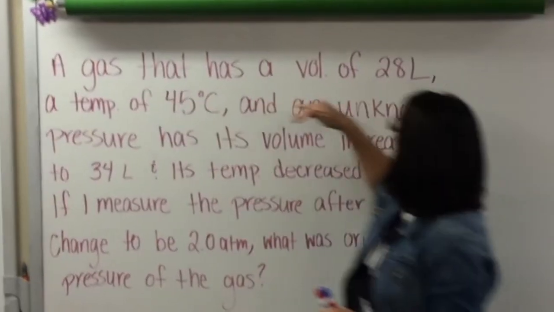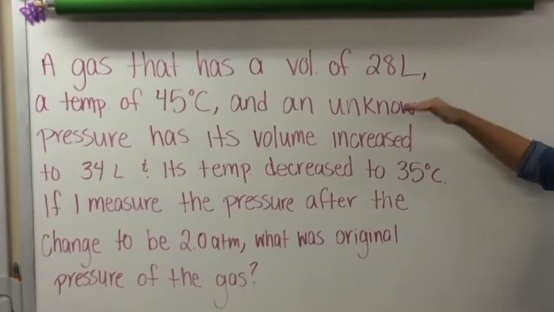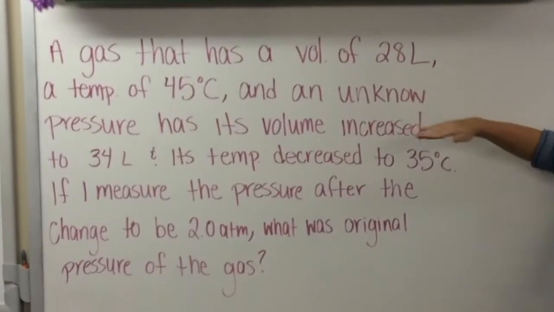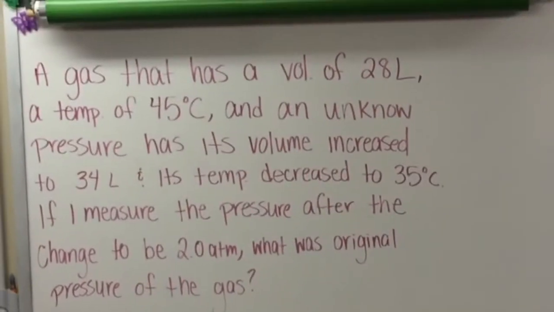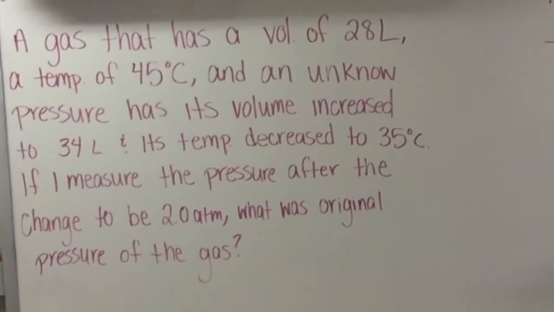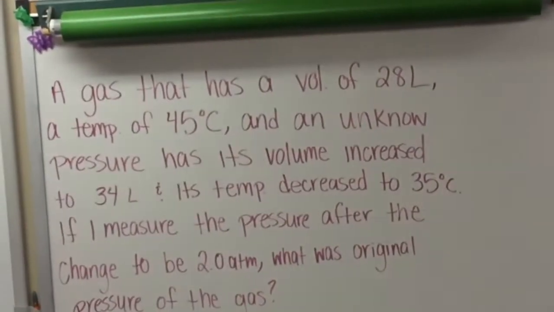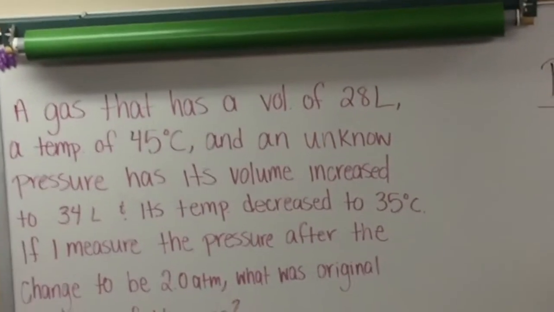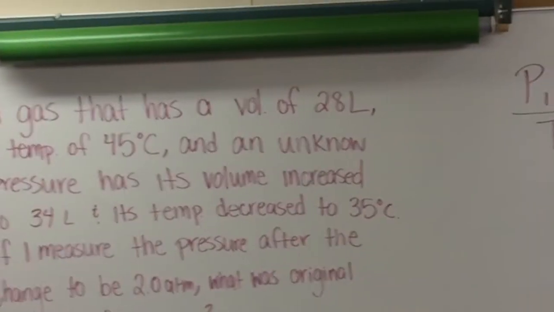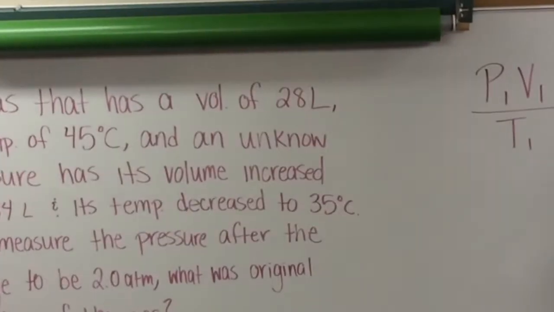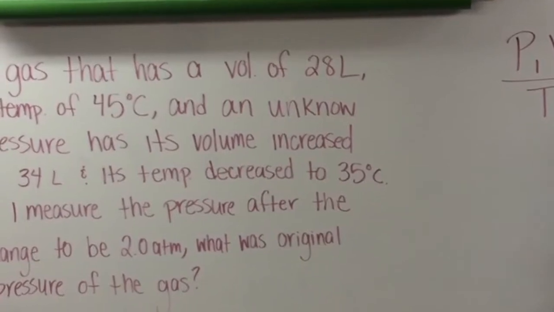All right, a gas that has a volume of 28 liters, a temperature of 45 degrees Celsius, and an unknown pressure has its volume increased to 34 liters and its temperature decreased to 35 Celsius. If I measure the pressure after the change and it's 2 atm, what was the original pressure of the gas?